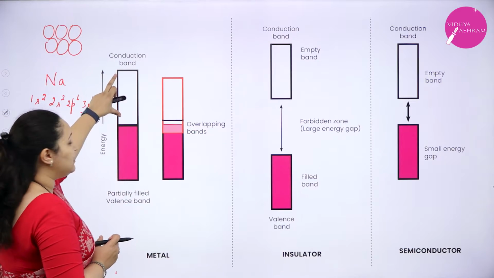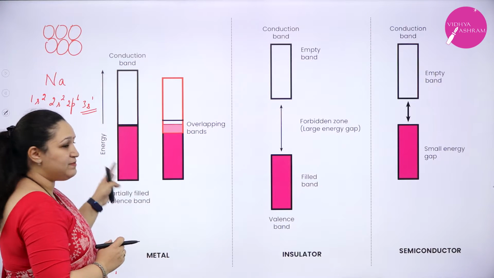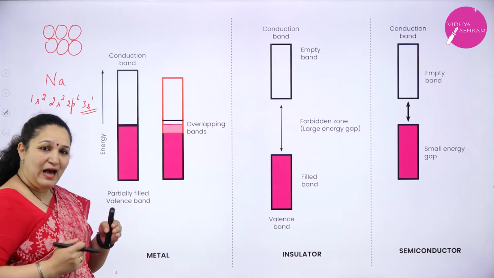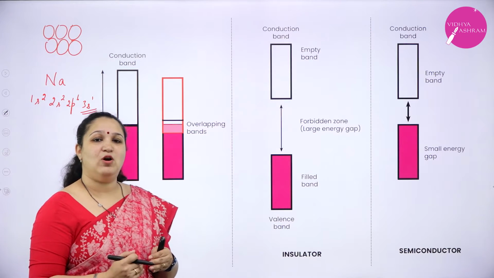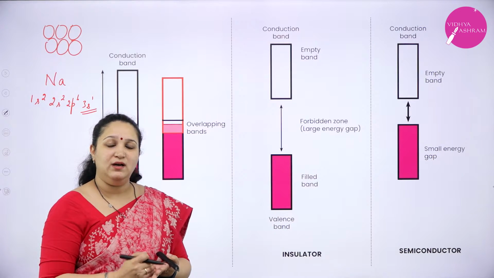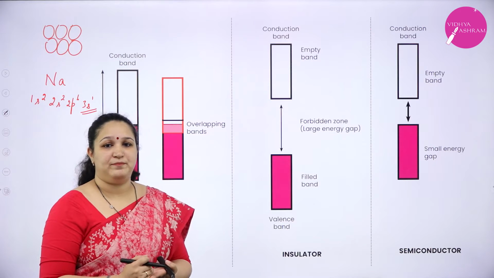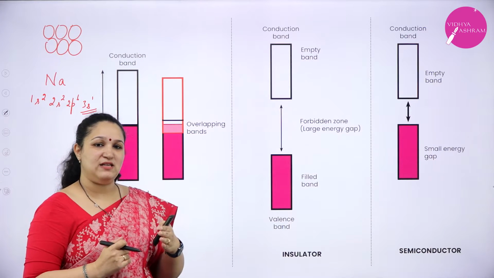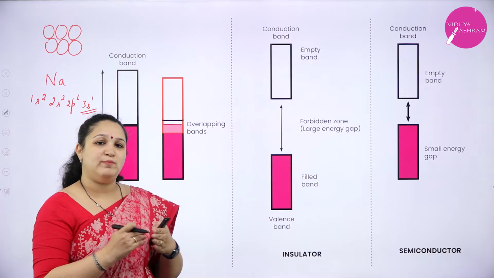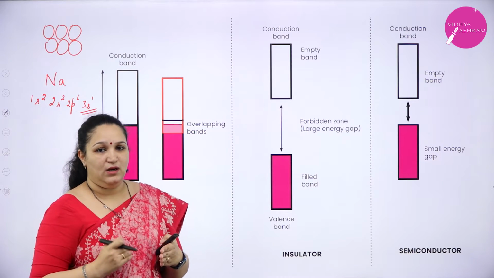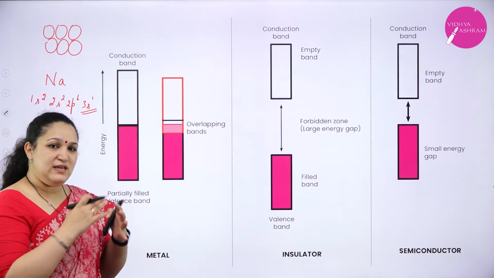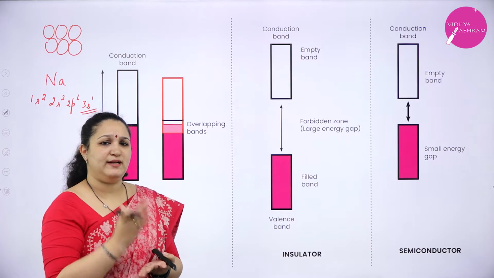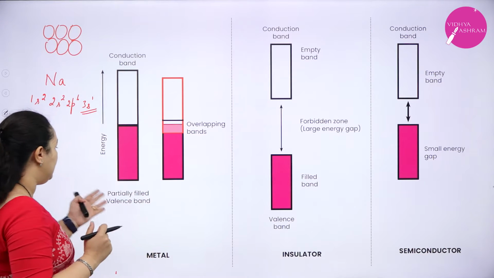Okay, the conduction band is empty, the valence band contains the valence electrons. If there is a gap in between the conduction band and the valence band, then we call it a forbidden band or forbidden gap. So how these three bands are placed in conductors, insulators and semiconductors, we will see.